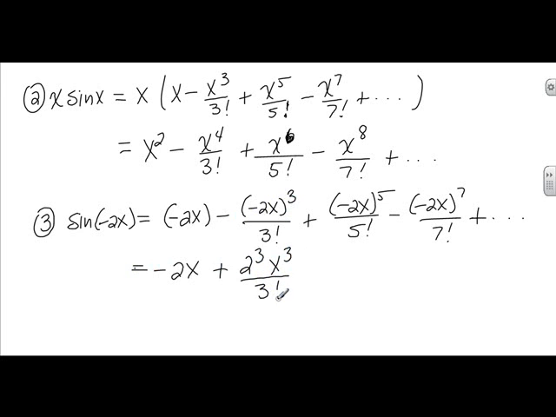Alright, our next term is going to be negative. We'll have 2 to the 5th x to the 5th over 5 factorial. Next term is positive 2 to the 7th x to the 7th over 7 factorial, and so on. So plugging in that negative 2 changes the sign of each of our terms.